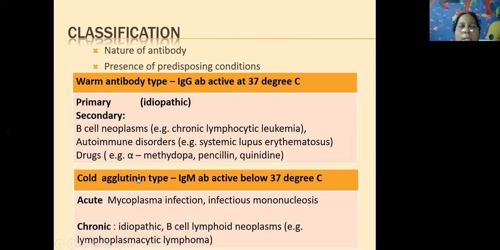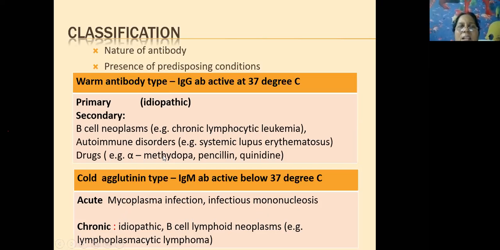Cold agglutinin type. This is an IgM antibody. This is IgG. This is IgM. And this is agglutinin, so it forms clumps. It acts below 37 degrees centigrade. Acute occurs in mycoplasma infection or infectious mononucleosis. Chronic, again B-cell lymphoid neoplasm, idiopathic.